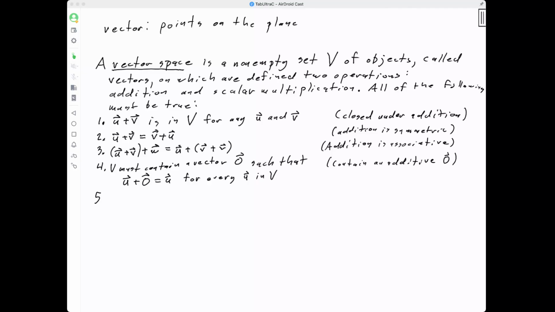The fifth thing that has to be true for it to be a vector space is that for each u in V, for every vector, there is a negative u that's also in V, such that u plus negative u is equal to the 0 vector. So the vector space contains an additive inverse.